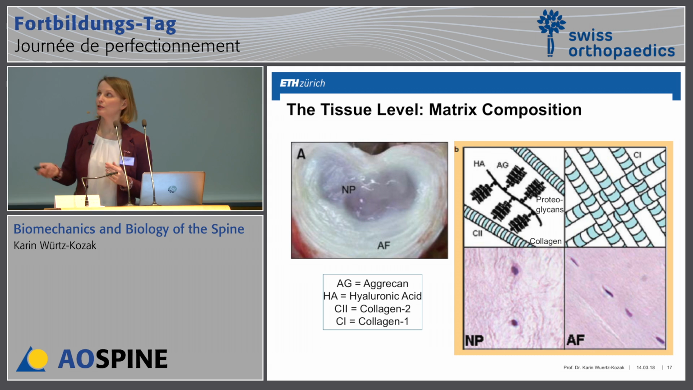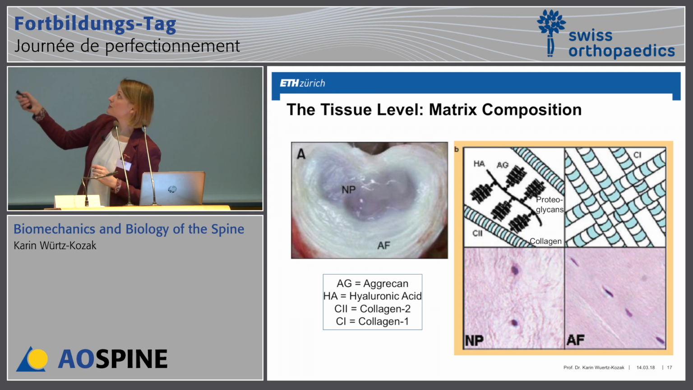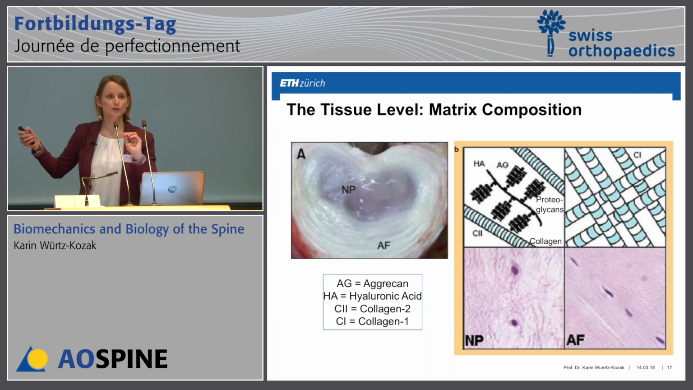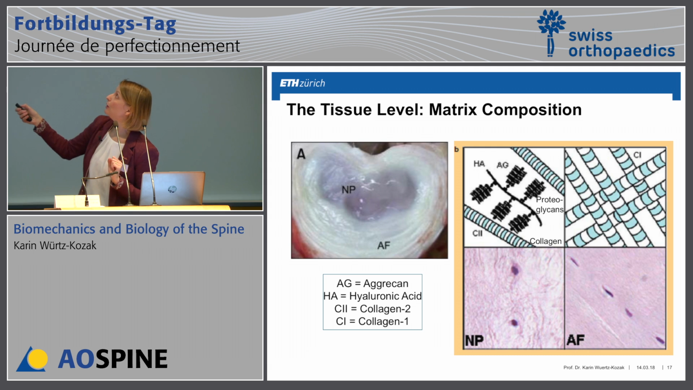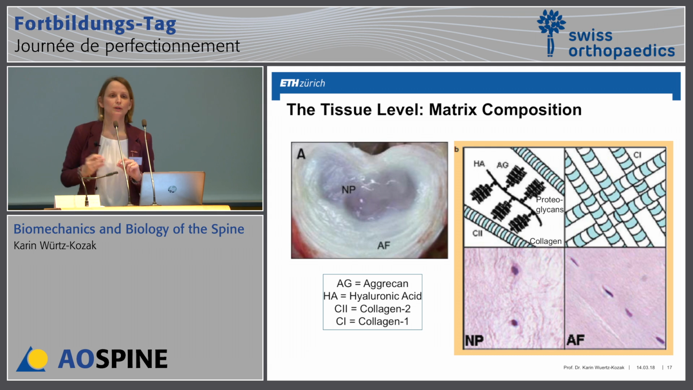And again, this is a picture that you've already seen more or less, with the two different zones that, despite their very similar composition, just a different ratio, look very, very different. And this is a schematic that shows the same. Here the proteoglycans, these brush-like structures with the high negative charges. And here the collagen, very highly organized for the annulus fibrosus. And the lower picture is actually a histology picture.